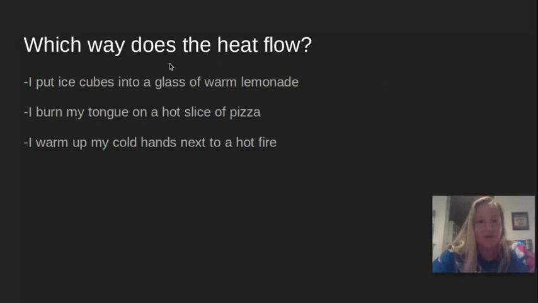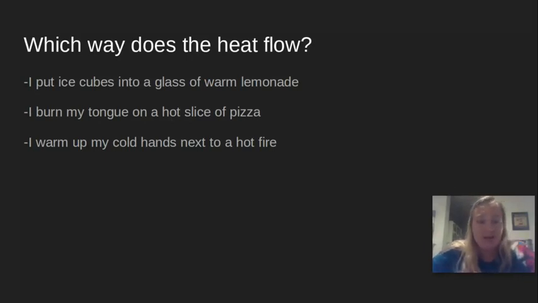So in these scenarios, first off, we have I put ice cubes into a glass of warm lemonade. So remember, heat flows from hot to cold. So I think, what's my hot object? What's my cold object? So here, my hotter object is the lemonade. My colder object is ice cubes. So heat is going to flow from the lemonade to the ice cubes.